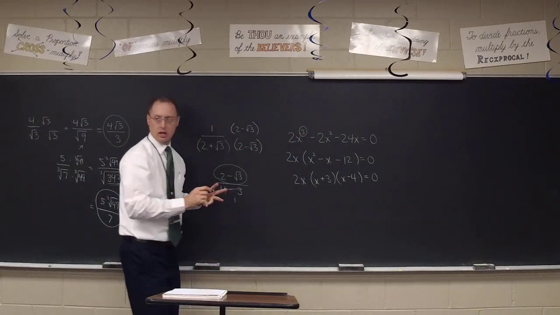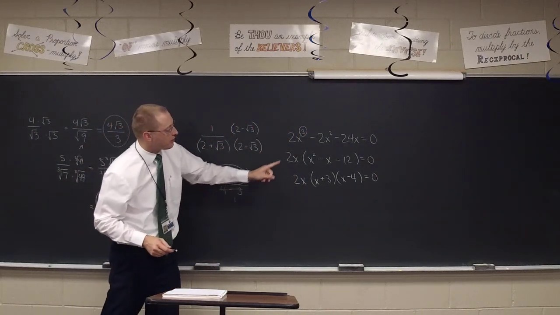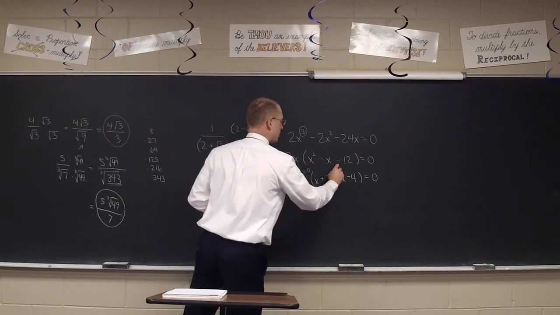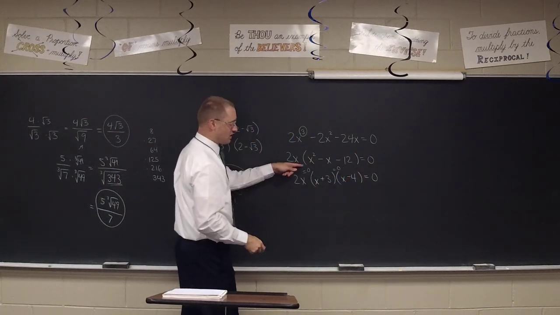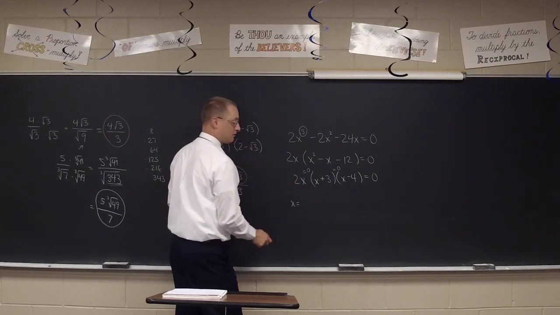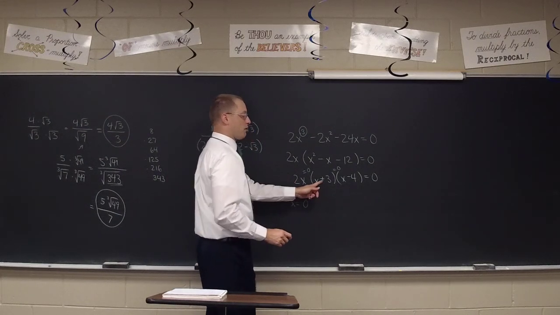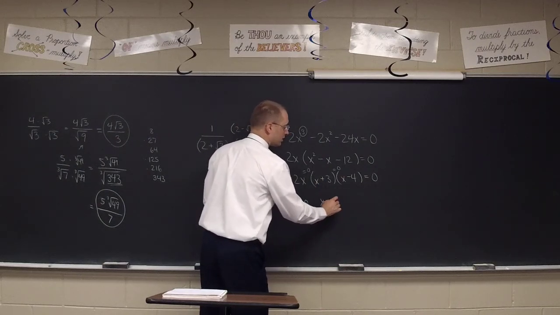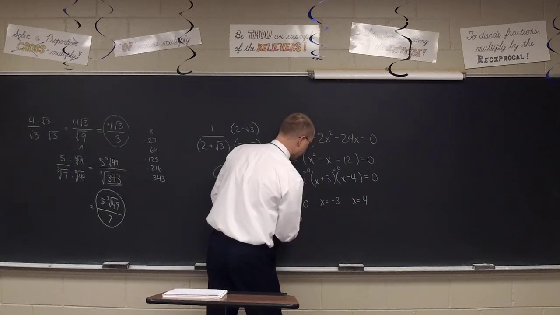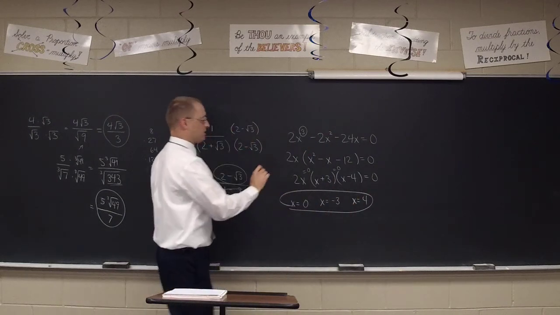Because it's a cubic, I'm going to get 3 different answers, but every factor, class, must be set equal to 0. So when I set 2x equal to 0, I divide both sides by 2 and get 0. Here I move the 3 over as a negative to get x equals negative 3. And here I move the 4 over as a positive to get x equals 4. And I have 3 different answers to my equation.